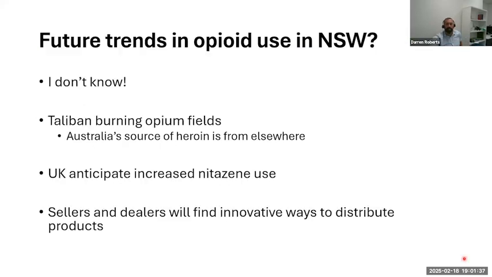So what are the future trends in opioid use in New South Wales? Look, I don't know. Obviously, these things are changing all the time, and we're learning new things all the time. So we just need to have processes in place which allow us to monitor for changes. We know that different things are happening all the time to the drug trade, and we're seeing changes.